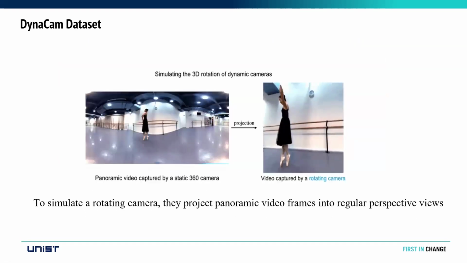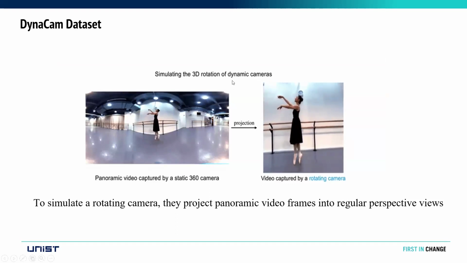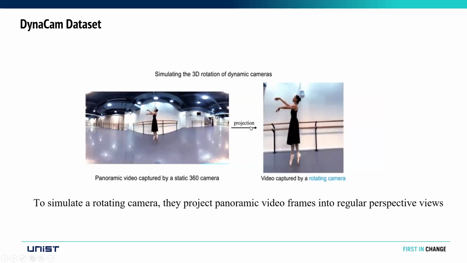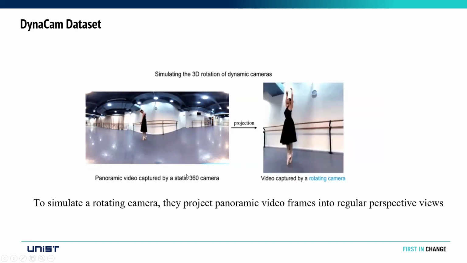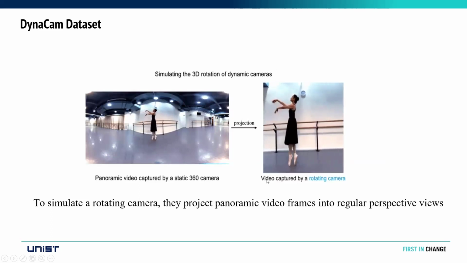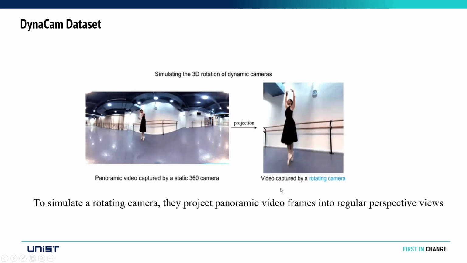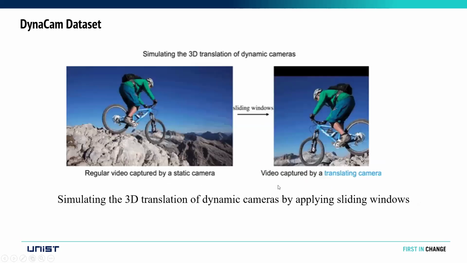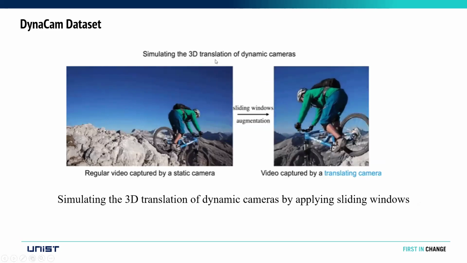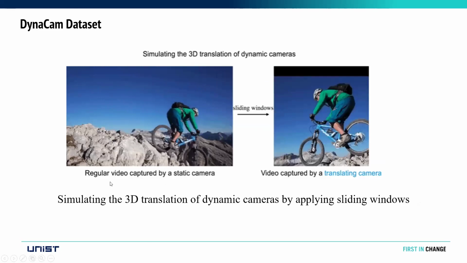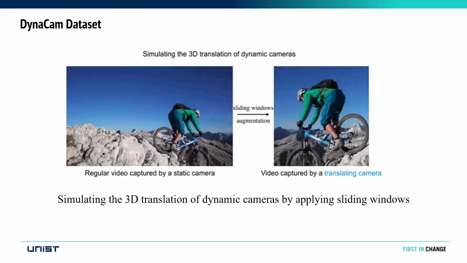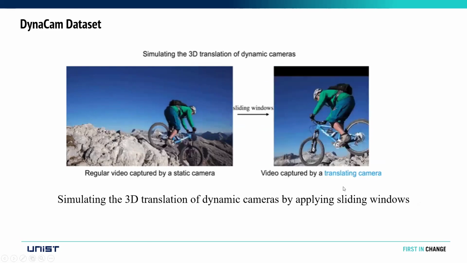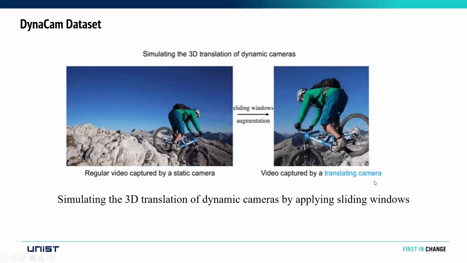First of all, they simulate the 3D rotation of the dynamic camera by projecting a panoramic video captured by a static camera into regular frames. As a result, they get videos that look like they are captured by a dynamic camera. And then they simulate the 3D translation of the dynamic camera by using a regular video captured by a static camera, applying a sliding window and augmentation, so it becomes a video that looks like it was captured by a dynamic camera that has 3D translation.